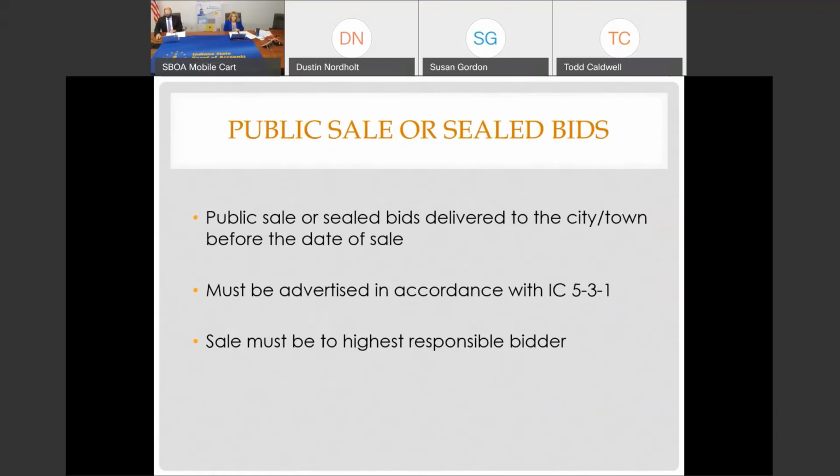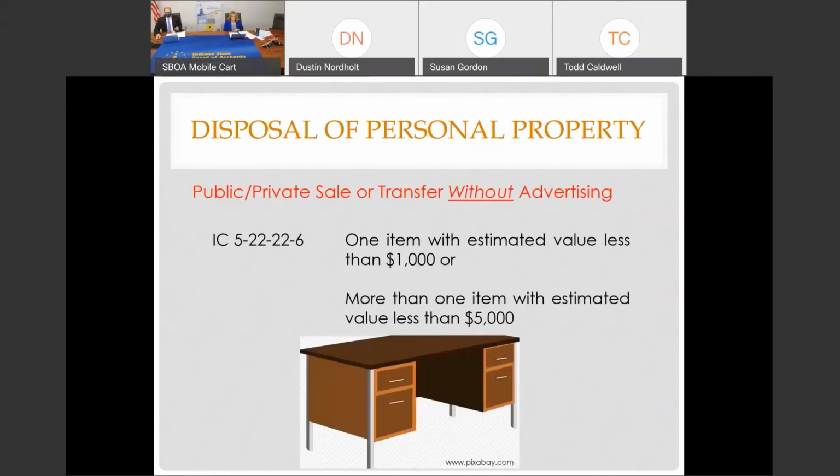You can also conduct a public sale or receive sealed bids. That does have to be advertised in accordance with 531, and your sale would be to the highest bidder. Now, there are times when you can dispose of personal property by private sale without advertising, and that is when there's one item with an estimated value of less than $1,000, or if you have more than one item, then the estimated total value of those items is less than $5,000. So make sure, again, for audit purposes, that those estimates are documented.